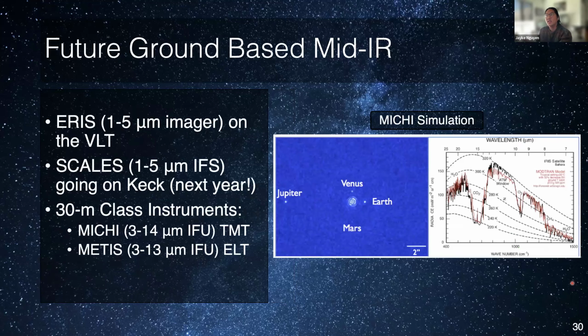Another thing I wanted to note was ground-based mid-infrared imaging. We had this beautiful space telescope, but there is still going to be a lot of activity on the ground. We have ERIS on the VLT, which is a 1 to 5 micron imager. SCALES is going on Keck sometime next year, which is again a 1 to 5 micron IFS. And in the far future, on 30-meter class instruments, the first light instruments are slated to be mid-infrared imagers, taking advantage again of the high angular resolution that you get from the ground.